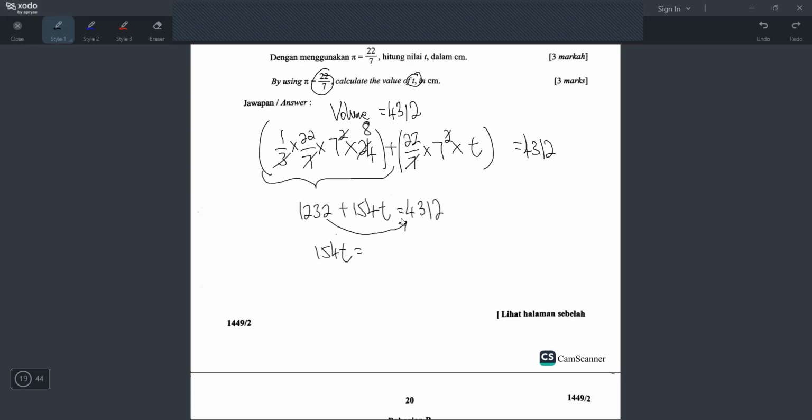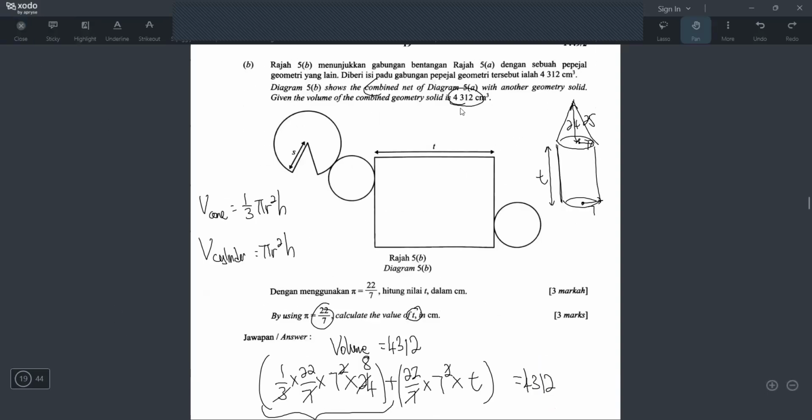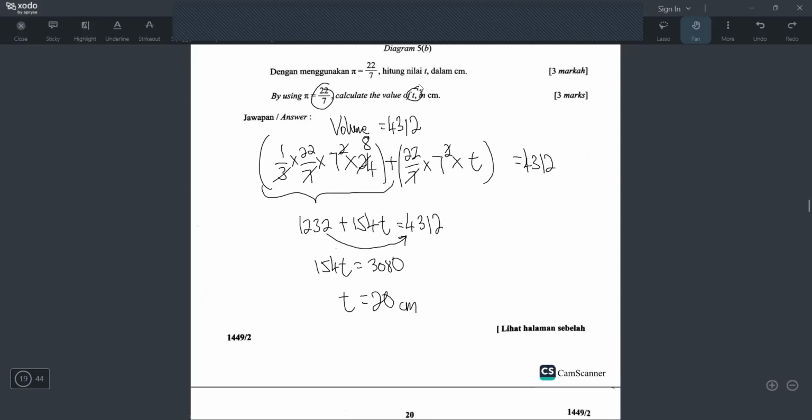3080. Okay, and then the last step is take the 3080 divide by 154. Okay, divide. Okay, my calculator gives me 20 exactly. All right, and of course, you have to write cm, because everything is in cm. So this should be in cm as well. This is how you get 3 marks.